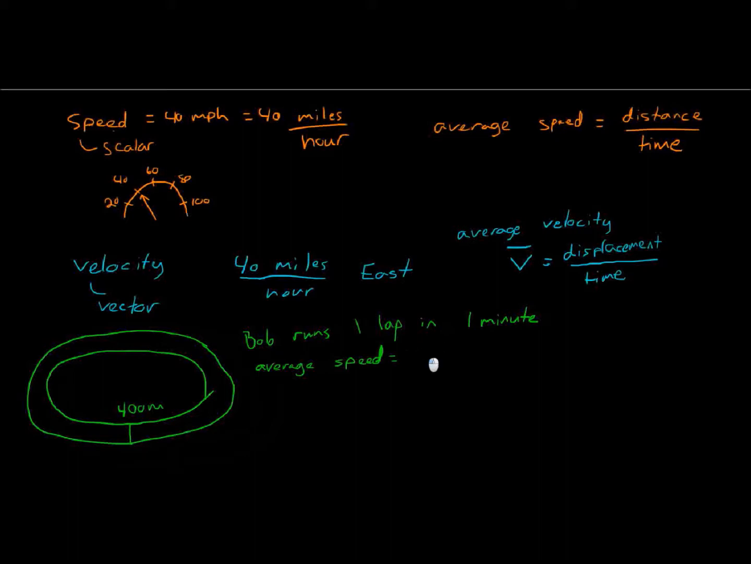So the average speed is going to be distance over time. And when I say time, I don't mean all of time in its ever-expanding relative expanse. I mean the change in time. Because I don't care that the universe has existed for billions and billions of years. I only care about the 1 minute it takes for Bob to run around the lap. So what I really mean by distance over time is the distance that he runs divided by the change in time.